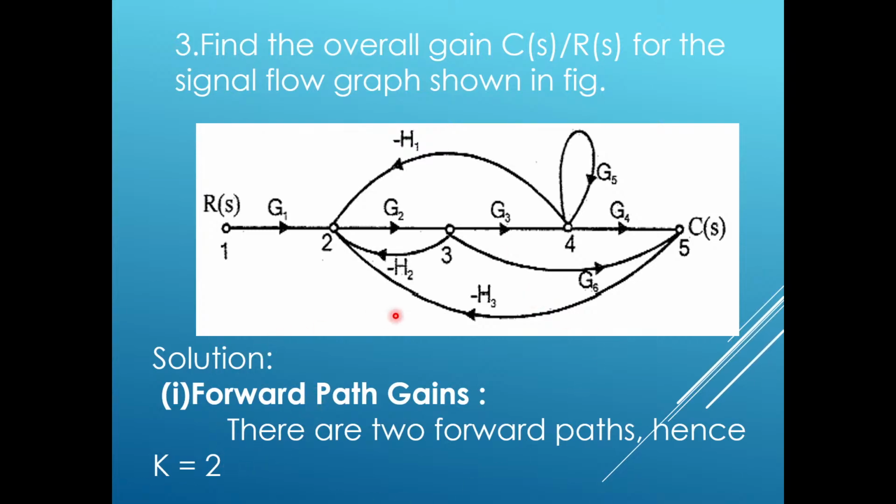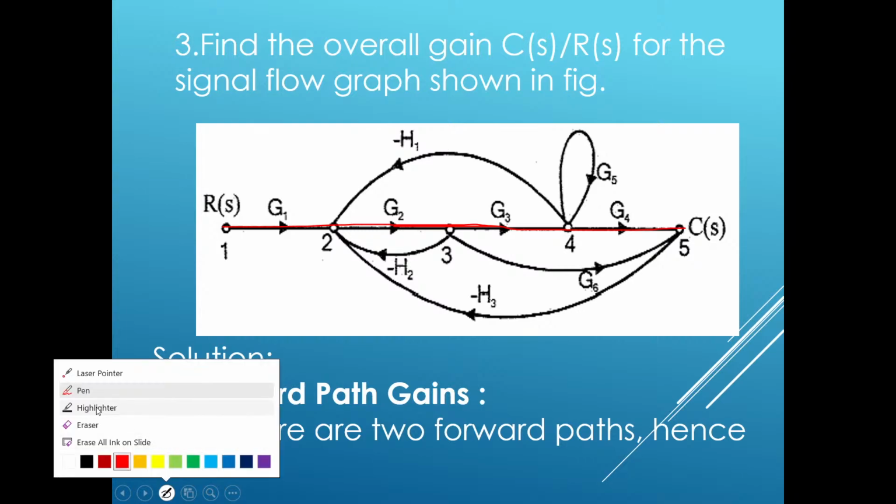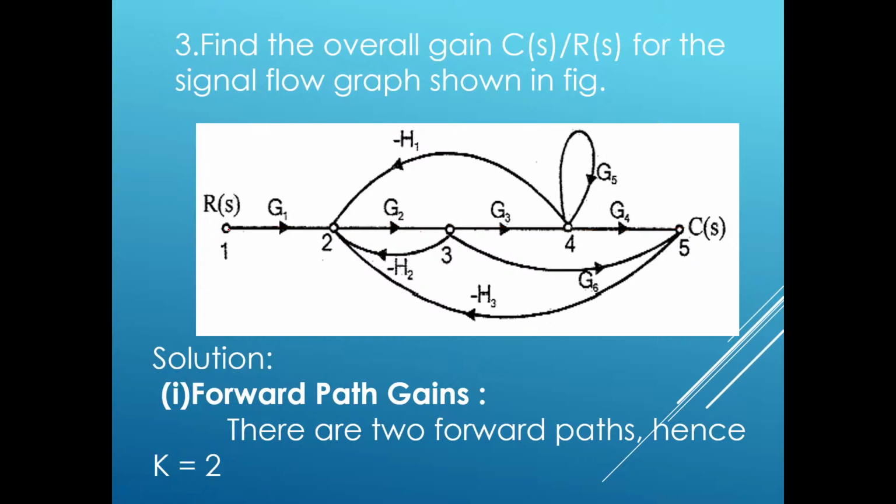Okay. Now let us see how many forward paths are there in this. One forward path is from 1, 2, 3, 4, 5. It is clearly understood, isn't it? So let us see one more forward path. Is there any other forward path here? From 1 to 2, from 2 to 3 is over. From 2 to another path, you can't go in that way. In this path also you can't go.